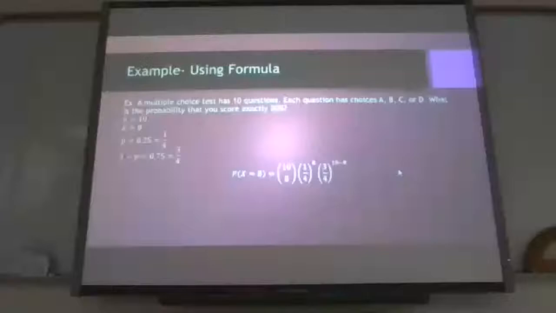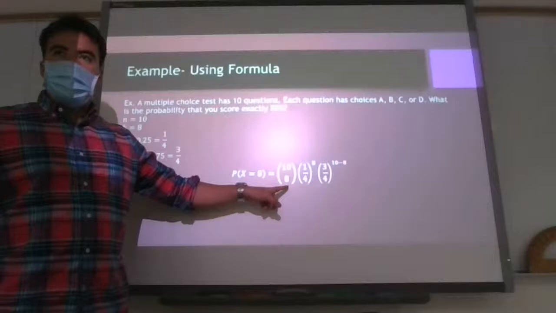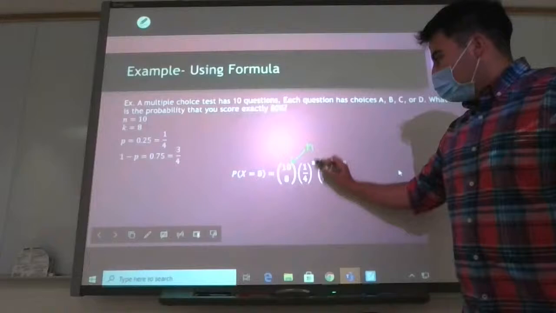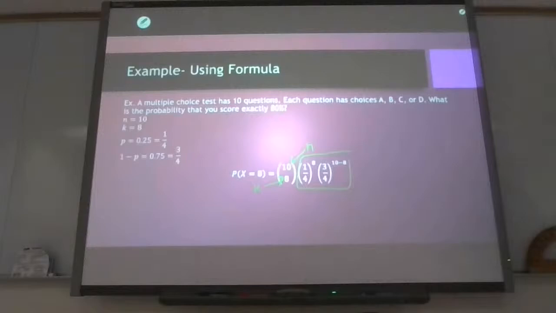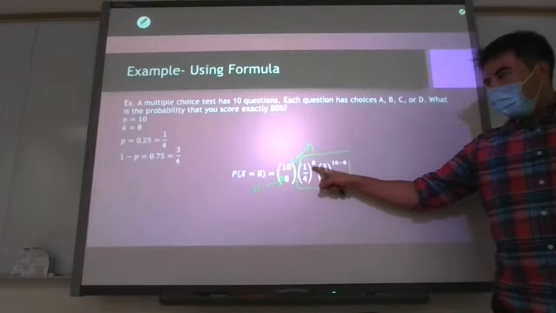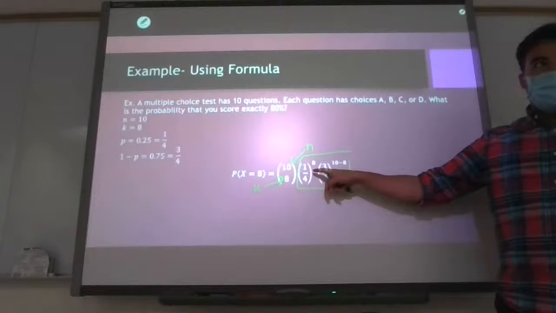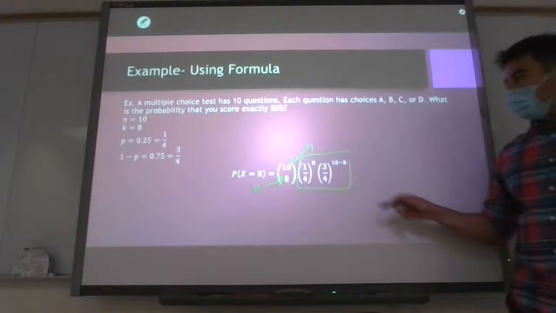Instead of N choose K, we're going to write 10 choose 8. So this is your N, and this is your K. And I'm hoping this other stuff makes sense. We're essentially saying that you're going to get 8 questions correct, so I have a 1/4 chance of getting each one correct. But I have to multiply 1/4 by itself 8 times, because it's going to be 8 successes. So 1/4 to the power of 8, and 3/4 to the power of 10 minus 8.